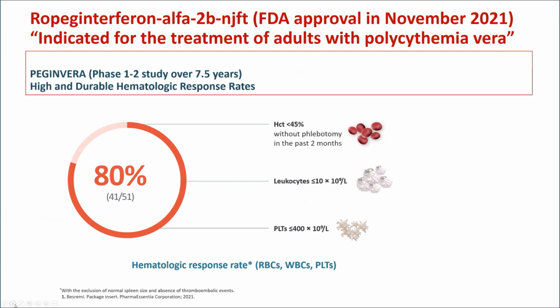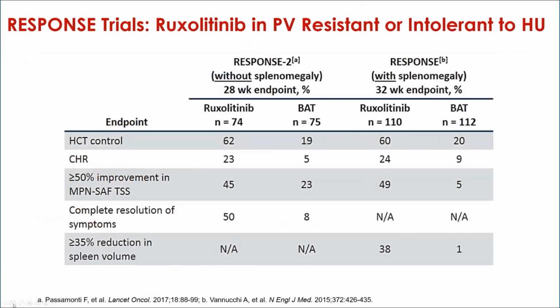called PEGINVERA study, a phase 1/2 study, where about 80% of the patients were able to achieve complete hematological response, control of the hematocrit without phlebotomy, below 45%, which is the goal, no phlebotomy needed anymore, and normalization of leukocytes and platelets. In the second-line setting, after hydroxyurea, ruxolitinib is approved based on the studies that are shown here.